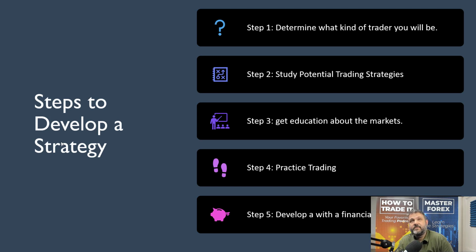All right, so anyway, steps to developing a strategy. Determine what kind of trader you're going to be. So what does that mean? Well, are you going to be a swing trader? A swing trader? What's that? Oh boy, I guess I need to go back to some definitions. Swing trading, it's when you hold the position for a few days or a few weeks.